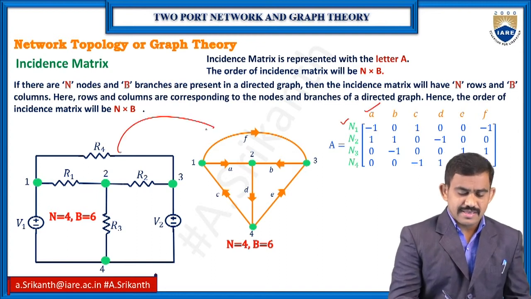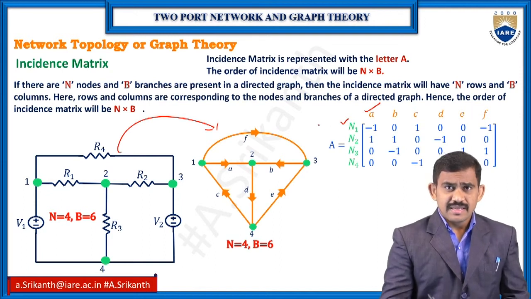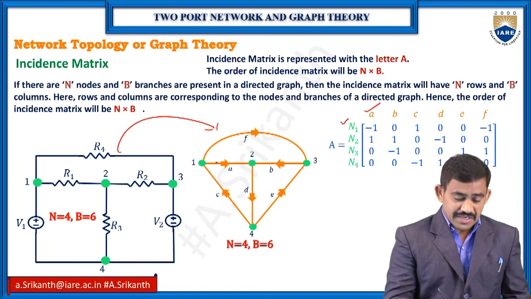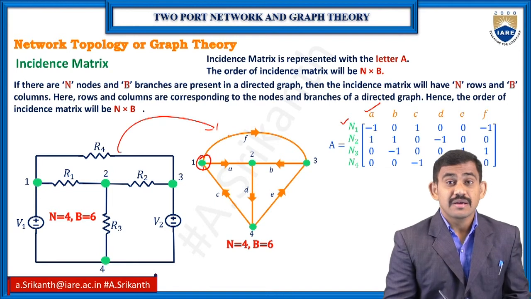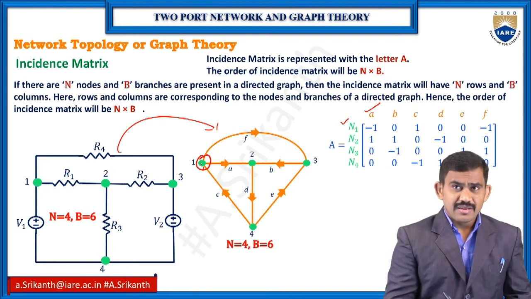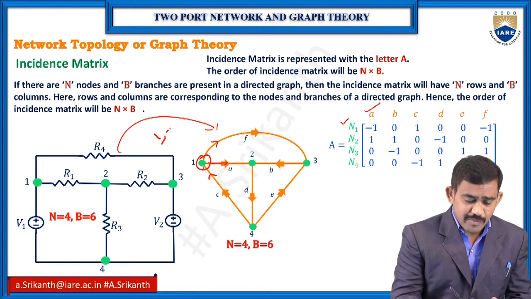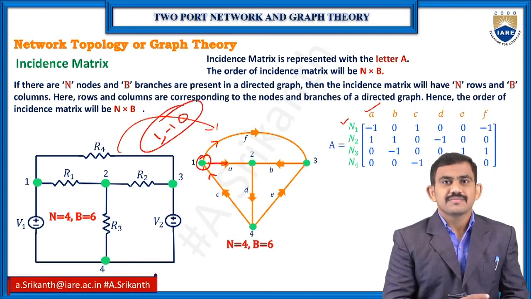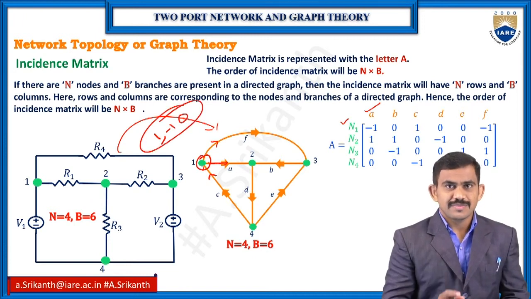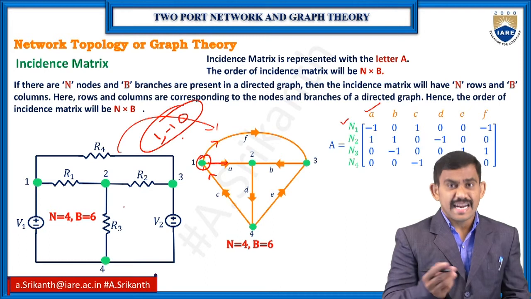For this circuit, I have this graph. For this graph, this is my matrix. If you observe here, nodes into branches. For a particular node, I will write the branch values. So here, A branch is outgoing, C branch is incoming. So incomings are 1s, outgoings are minus 1s, and not connected branches are 0s. Simple step.